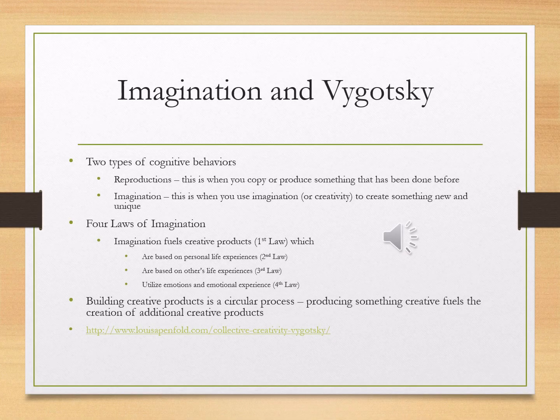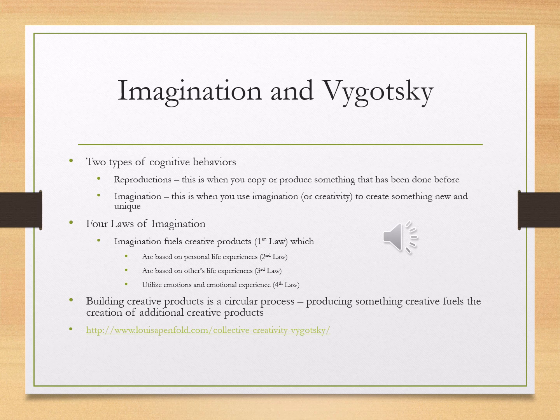You may not know this, but Vygotsky actually did write about and think about imagination and creativity, so I wanted to share a little bit about this portion of his theory with you. So Vygotsky talked about the fact that there are two types of cognitive behaviors or thinking behaviors. So he talked about the fact that we can reproduce things or we can use our imagination to create things. So a reproduction is when you copy something.